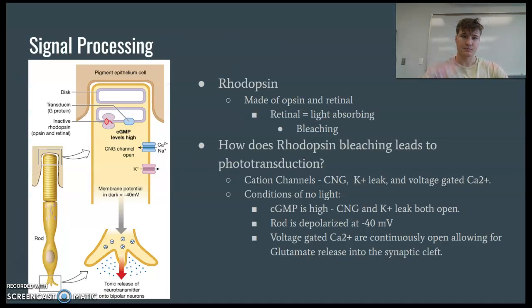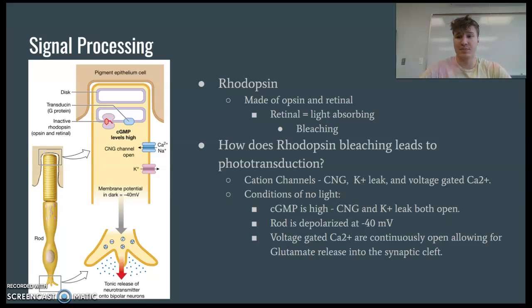So moving on. Signal processing, the process of transduction. We're going to start with rhodopsin. As I said, it's going to be our example here. And rhodopsin is made from opsin, a protein embedded within the disc membrane of the rods, and also retinol, which is a vitamin A derivative, the photosensitive molecule that, when light hits it, is going to dissociate from opsin, and it's going to eventually enter into the pigment epithelium. But this process is called bleaching, where the conformational change is seen in rhodopsin.